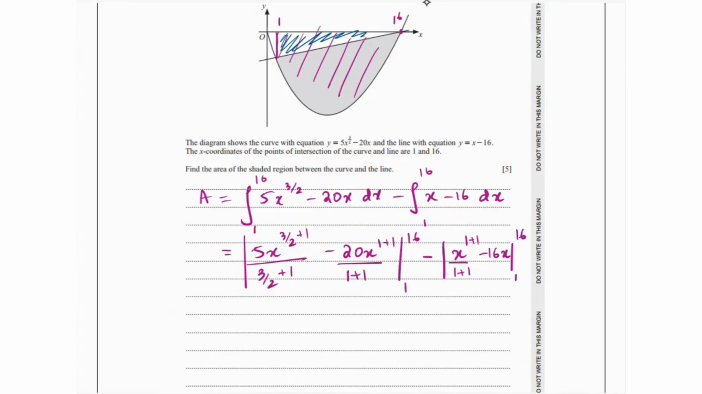Integral of a constant means that you add an x with it. So it's the opposite of what you do in differentiation. If you differentiate a constant, it becomes 0, but the integral of a constant is that number written with x. So 5x to the power of 5 over 2 divided by 5 over 2, minus 20x squared over 2, from 1 to 16, and then x squared over 2 minus 16x from 1 to 16.